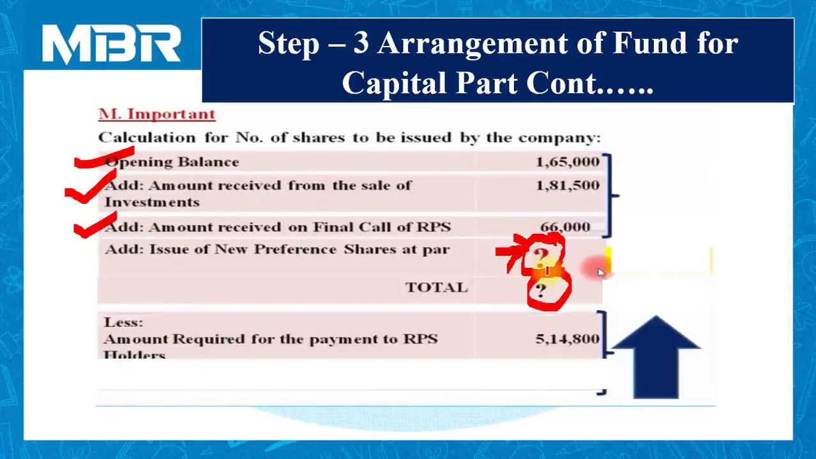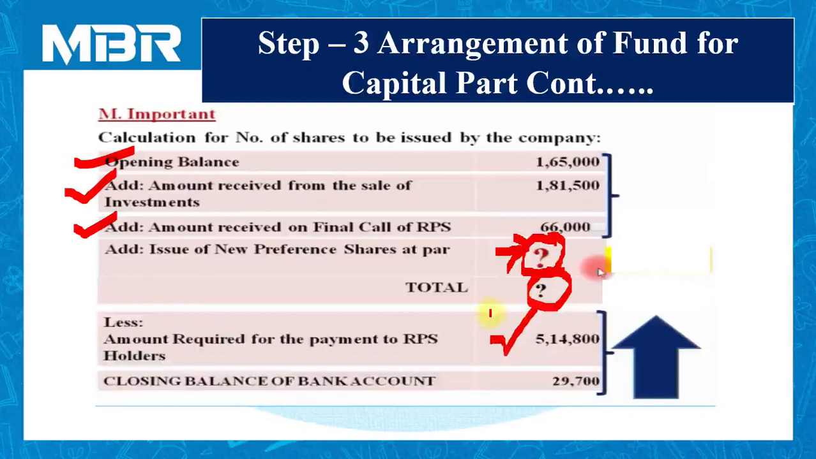Don't worry, we have the figure of payment. We have to make a payment of rupees 5,14,800 to the holders of RPS, and at the end of the calculation we have to maintain a closing balance of rupees 29,700. Now, if you think very properly, you can fill in the blanks.